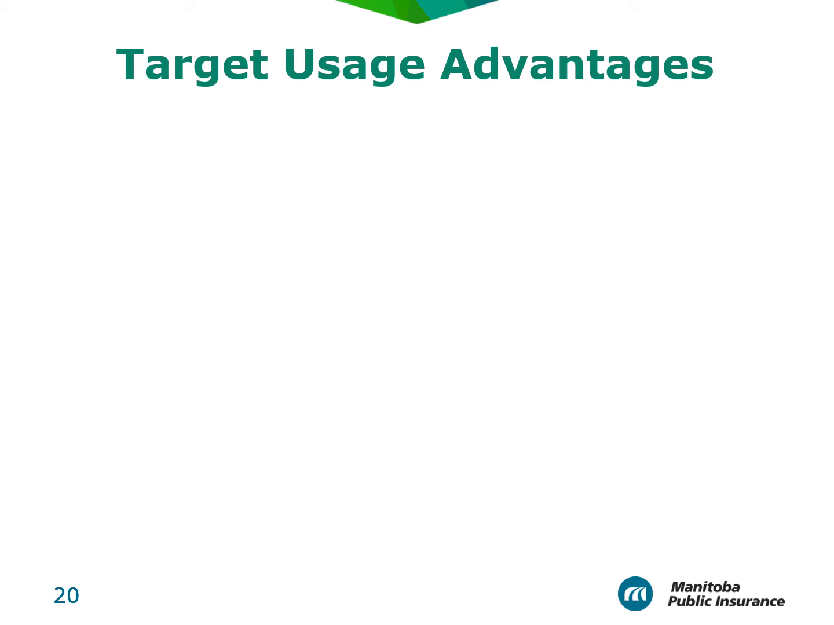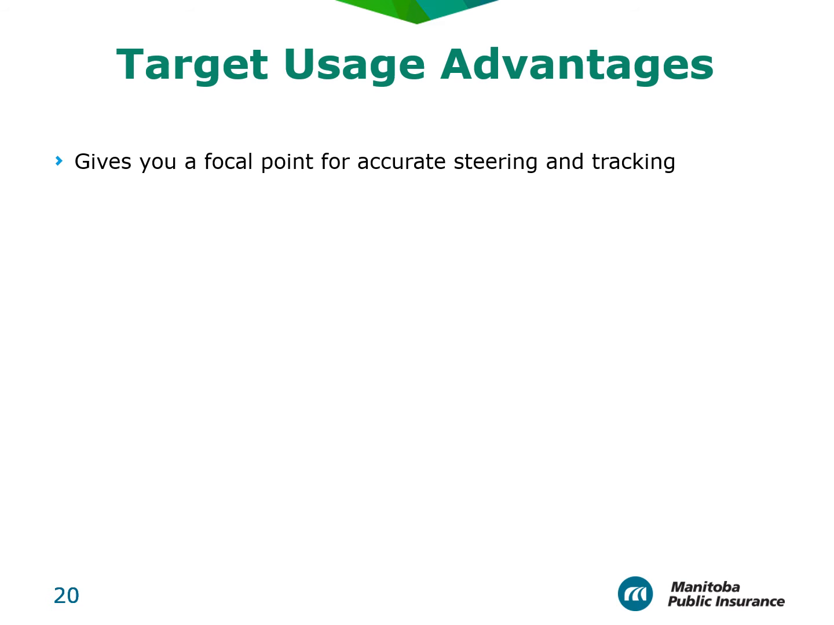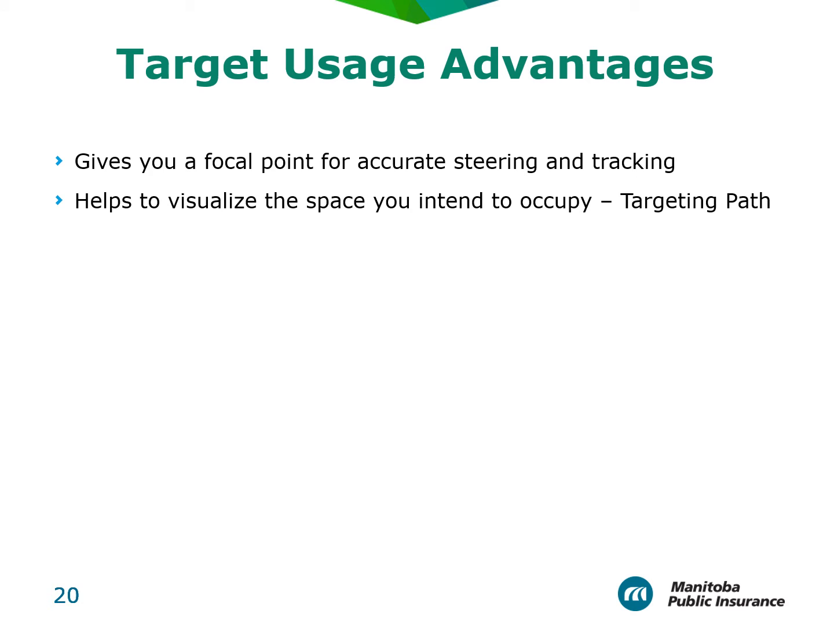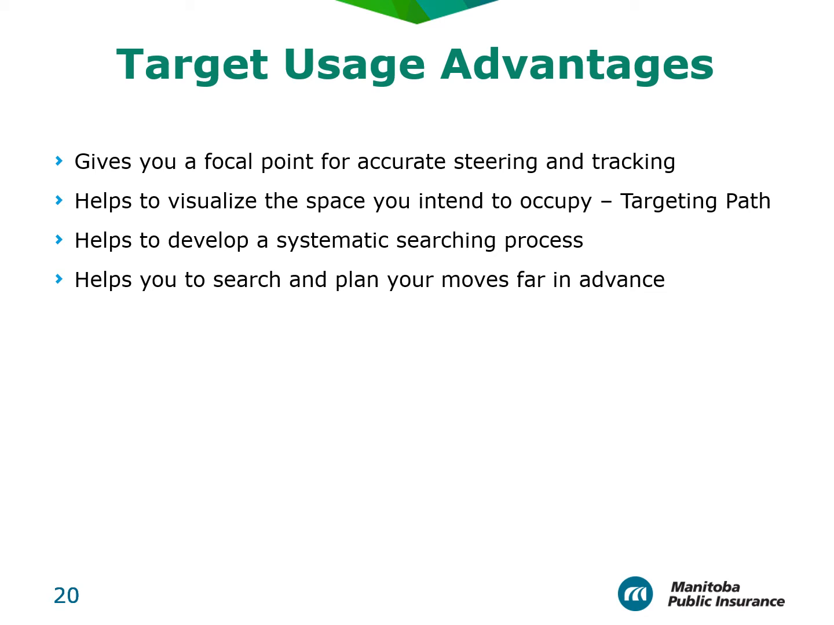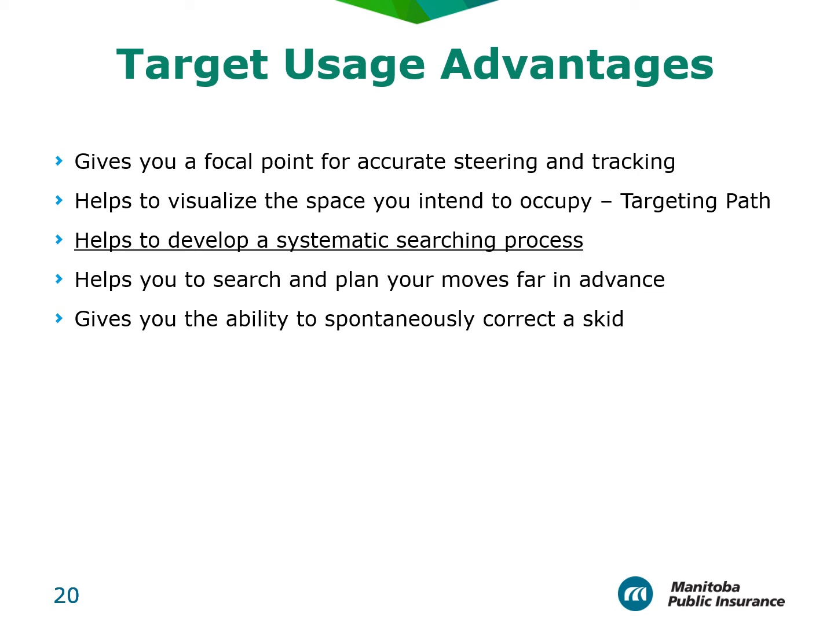There are many benefits to using a target. It gives you a focal point for accurate steering and tracking. It helps to visualize the space you intend to occupy, called your targeting path. It helps to develop a systematic searching process. It helps you to search and plan your moves far in advance. And it gives you the ability to spontaneously correct a skid. All these are exceptional benefits for having a target. The one we want to focus on for the rest of this presentation is helping us develop a systematic searching process.